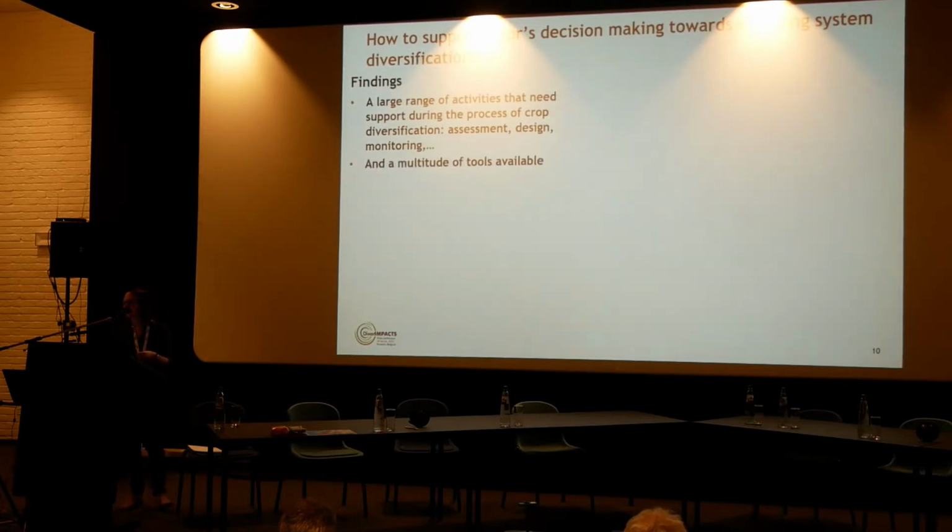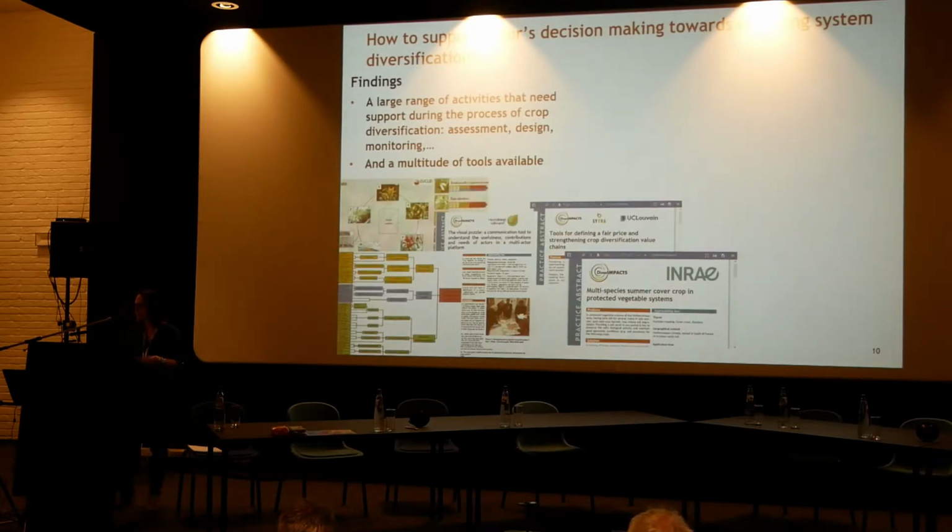And there's a diversity of existing tools, of existing resources, which are available and can be mobilized at these different steps. Here you have some examples from the Impact project, but also from outside. At the beginning of the project, we made a first inventory, and we identified about 50 tools related to crop diversification.